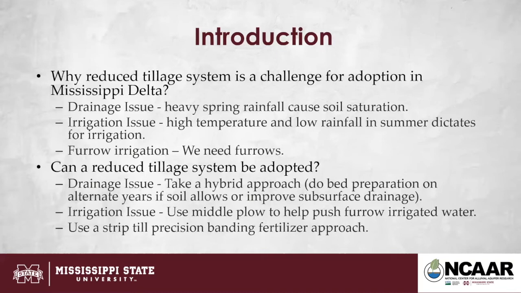What happens during June and July is that temperature reaches quite high, and as a result, we need supplemental irrigation. And the most widely adopted irrigation system in Mississippi Delta is furrow irrigation. And how can we do it? We need to have furrows to do the furrow irrigation. So it comes back that we have to do conventional tillage to build furrows every year.